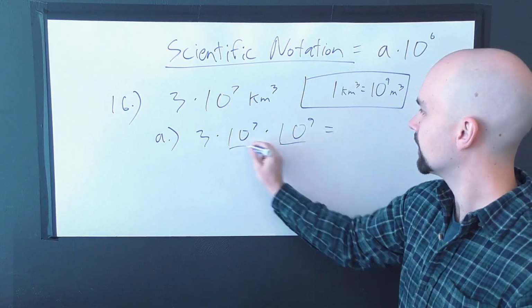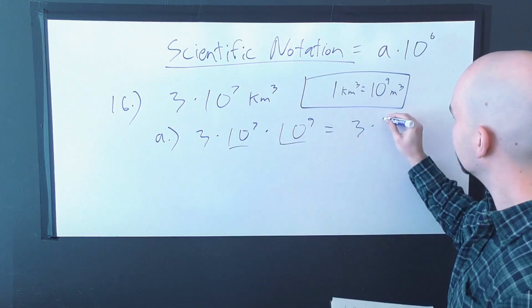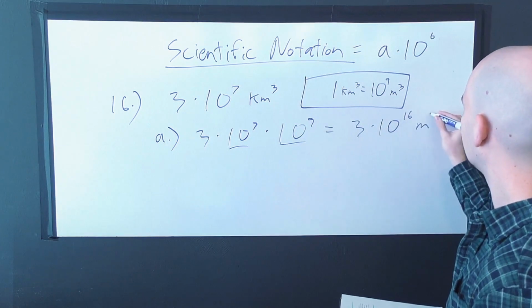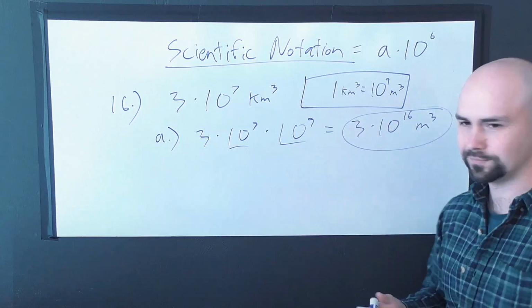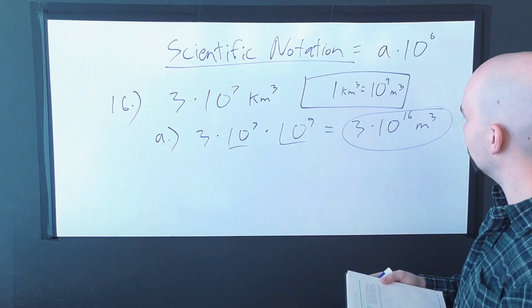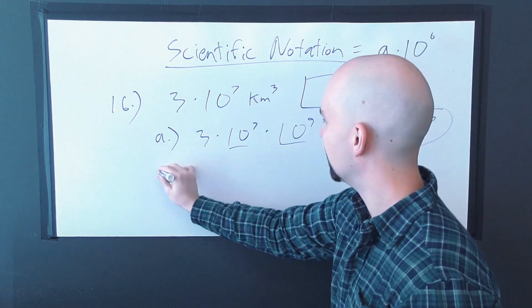Same bases, so I can add the exponents. 3 times 10 to the power of 7 plus 9, 16 cubic meters of ice on the Earth. That's a lot. All right, and then it says to write that number in decimal form. Well, that's going to take a while, but let's do it.